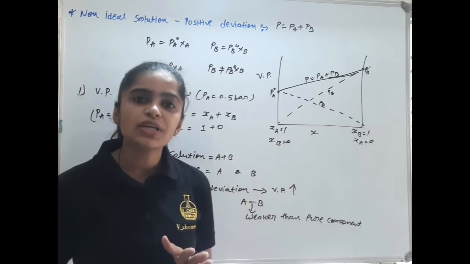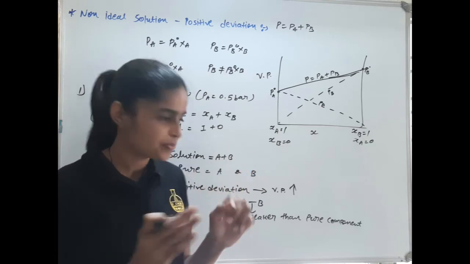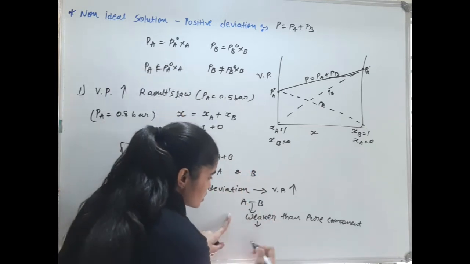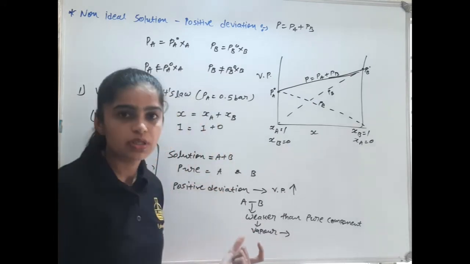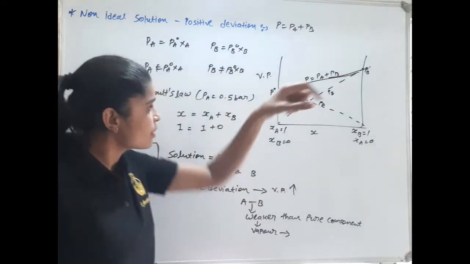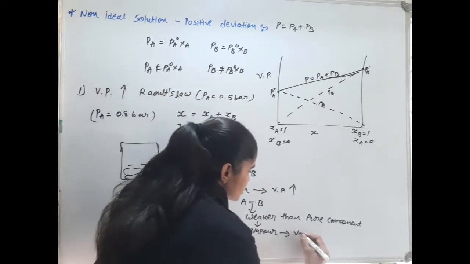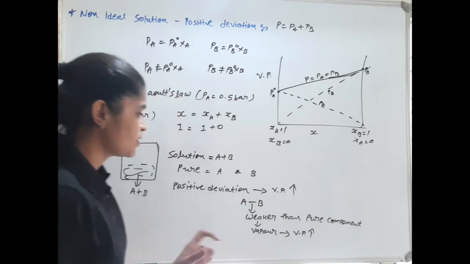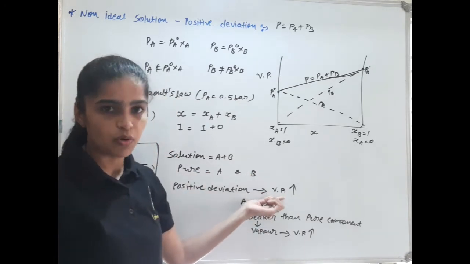When intermolecular interaction is weak, it is easily converted into its vapor. This is weaker, so it is easily converted into vapor, and more vapor is produced. More vapor is collected in the place where vapor is present, so its vapor pressure is more. That way, in this positive deviation, vapor pressure is more.